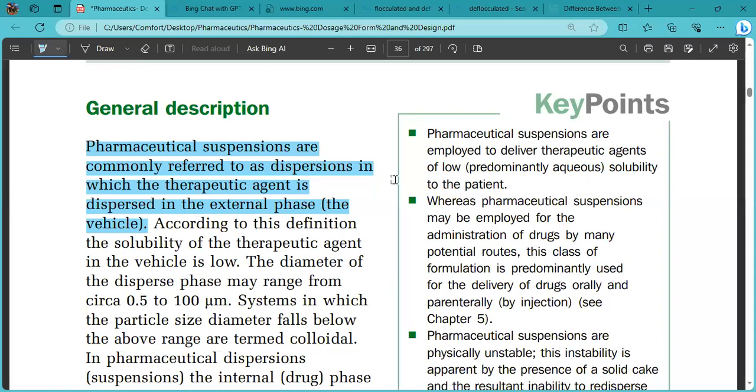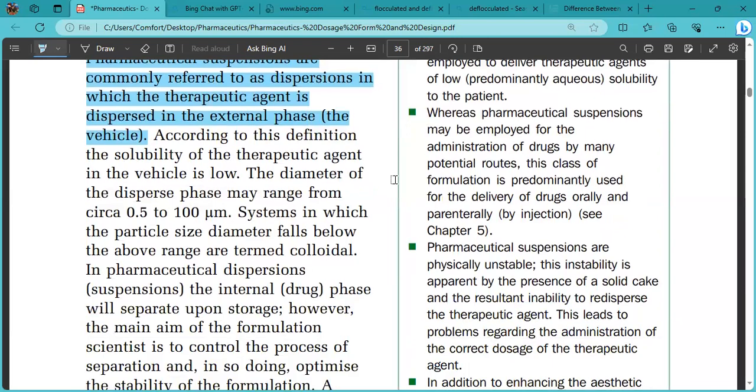So you disperse your therapeutic agent, which is a solid, in your liquid vehicle, which is actually supposed to carry the drug because you cannot administer it on its own for whatever reason. For example, it has an unpleasant taste or smell, so you need to mask it within the vehicle.